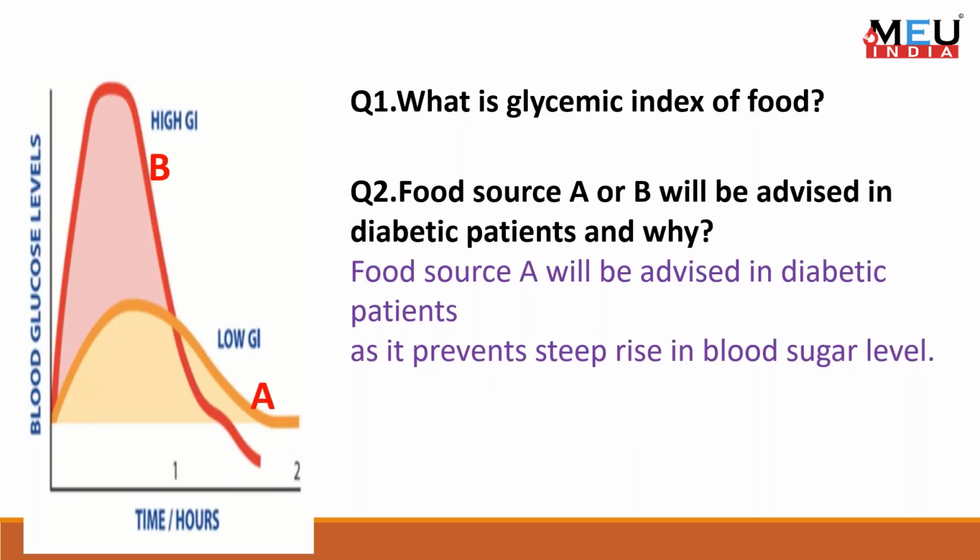Then this we have done in our spots. We have already discussed this online with the students. What is the glycemic index of food? This was the one question. And which food source, A or B, will be advised in diabetic patients, and why? So they must understand the role of glycemic index, and in the diabetic patient, which food should be supplemented in the diet or in the dietary management.